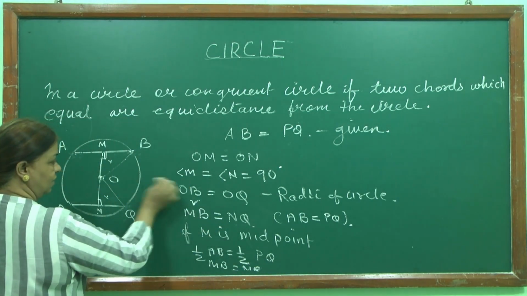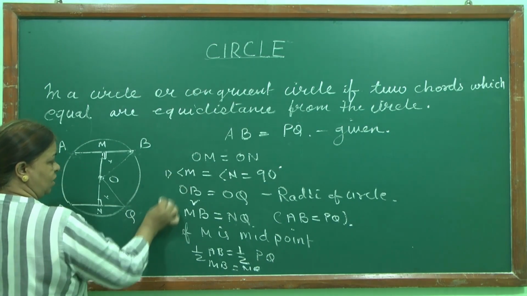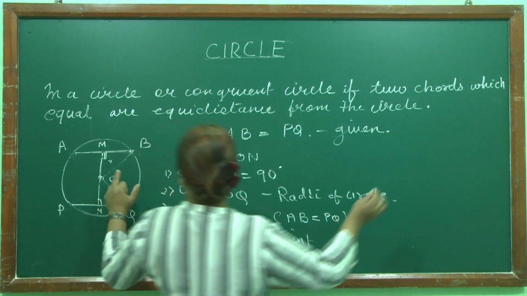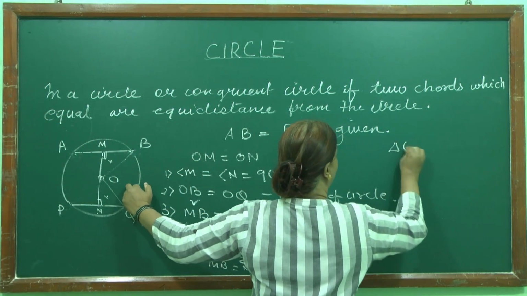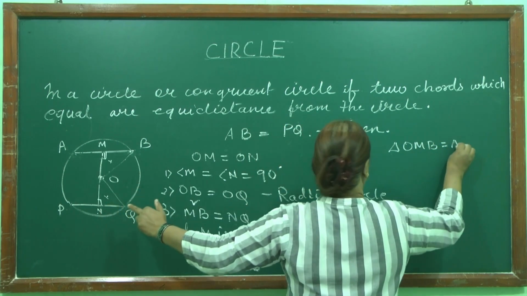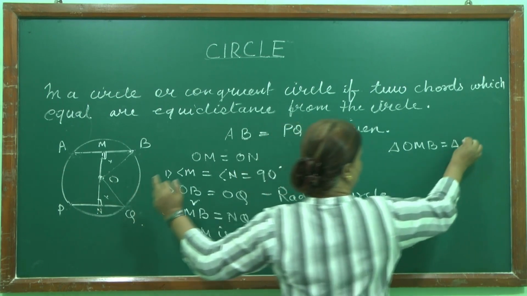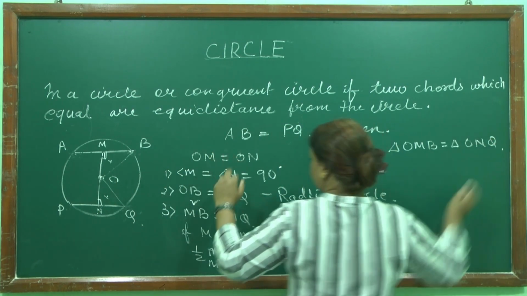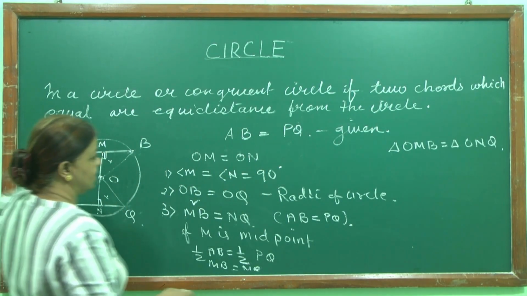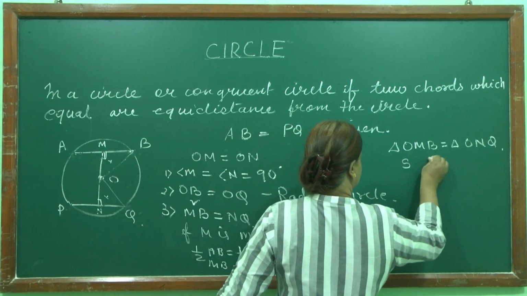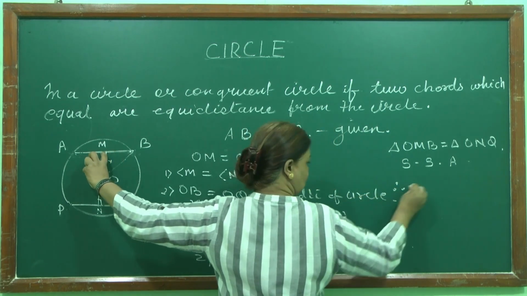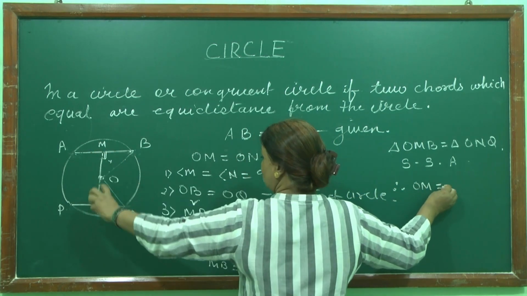Now see, in these triangles, this is the first point, second point, third point. After this we can write triangle OMB is congruent to triangle ONQ, and the reason for it is the right angle-hypotenuse-side test. And therefore we can say OM is equal to ON.